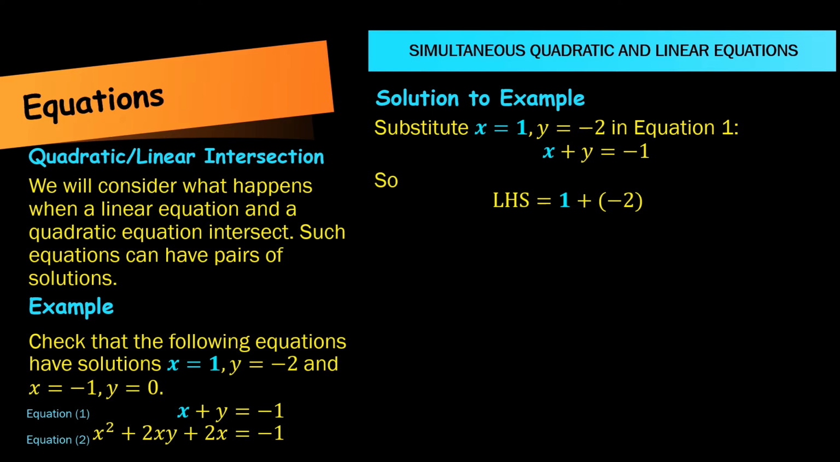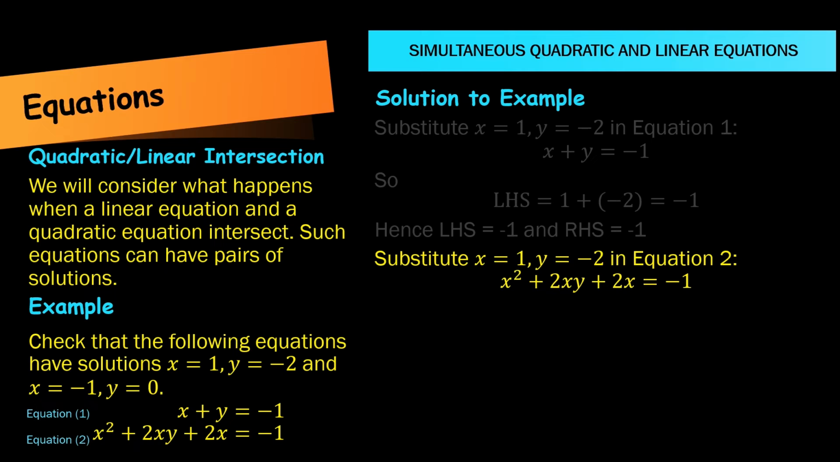The left-hand side equals 1 from x equals 1 plus minus 2 from y equals minus 2 to give us that the left-hand side is equal to minus 1. Now the right-hand side equals minus 1, therefore the left-hand side and the right-hand side are both equal to minus 1. So equation 1 is true for the first pair of solutions. Now let's check equation 2.